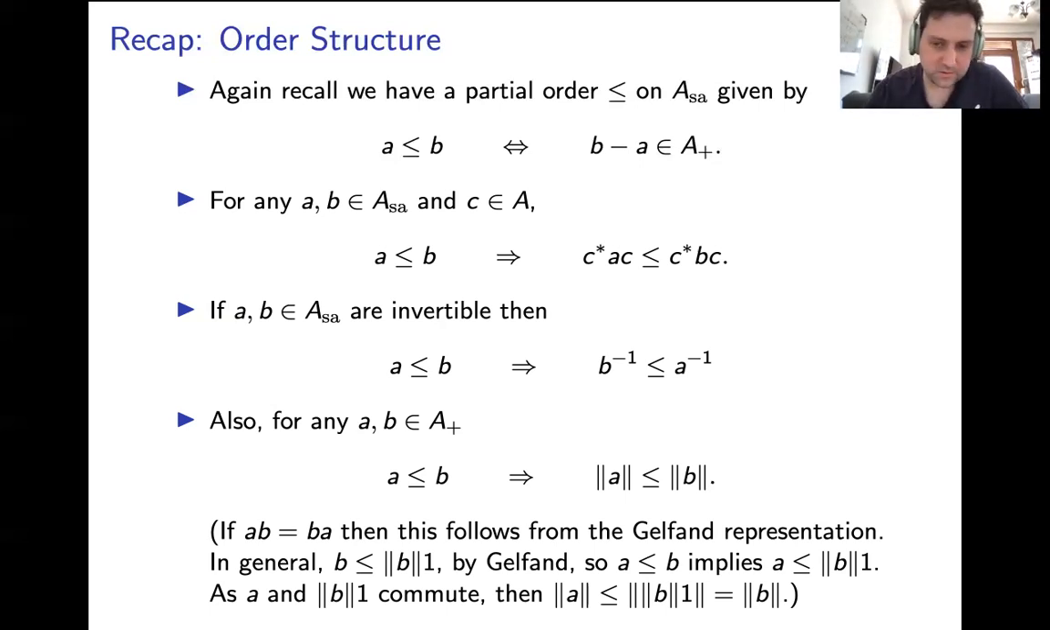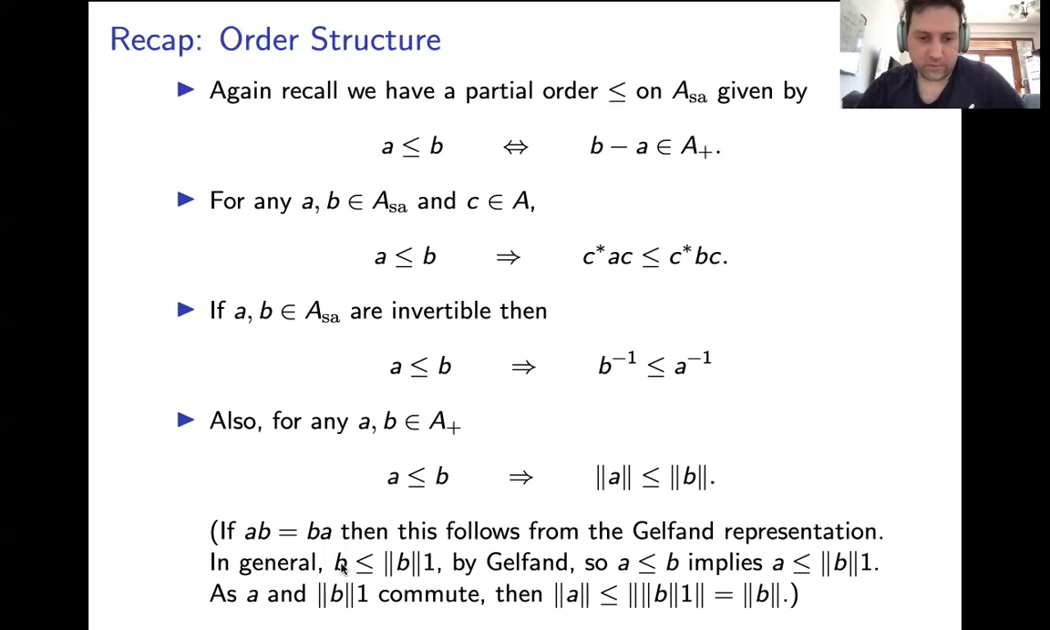Right? So if they commute, immediate from Gelfand representation. But using that, it's actually true even in general, even when A and B do not commute. And the little trick here, I guess, is just to note that B is always below the norm of B times one. So the one here is just the unit of your C-star algebra, which is just the function which takes the value one everywhere. So assuming you have a unit. If you don't have a unit, well, you just unitize and everything is fine.